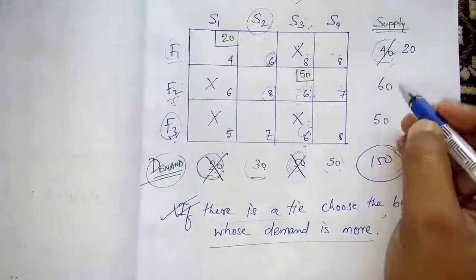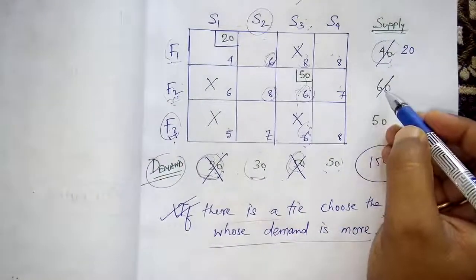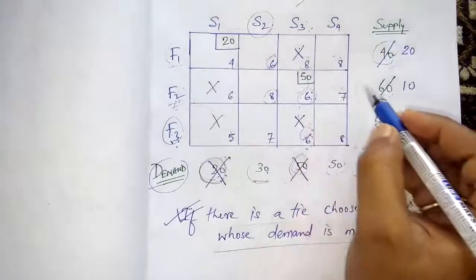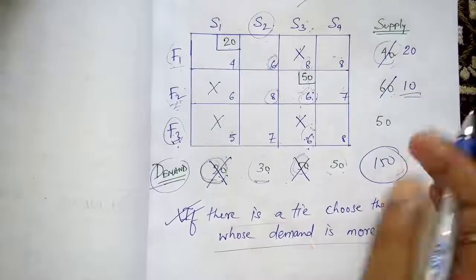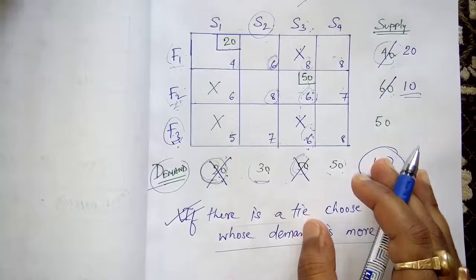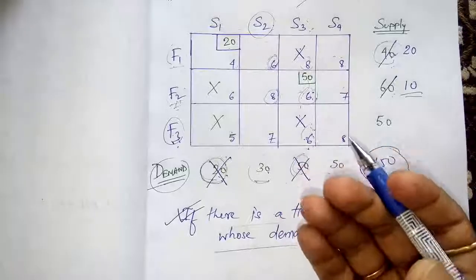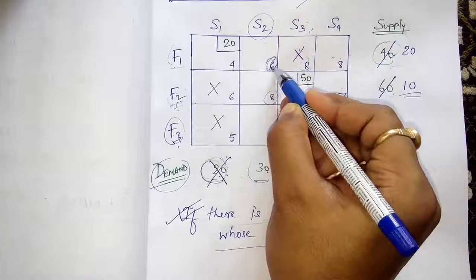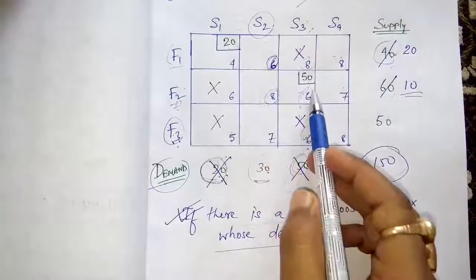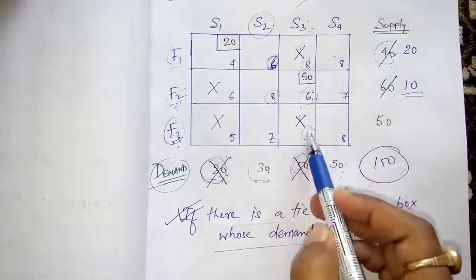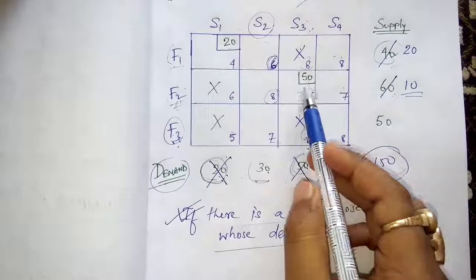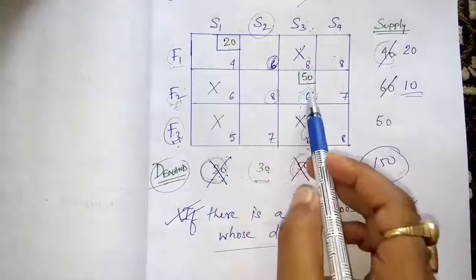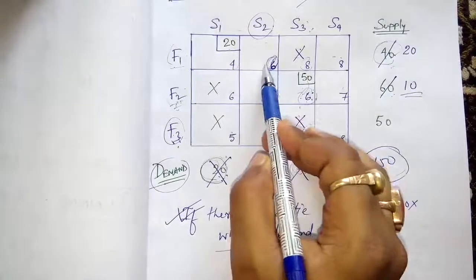Okay, and how many goods are left with factory 2? 10 goods. Initially it has 60, it has supplied 50, so how many are left? 10. Now the least cost method tells you to choose the next lowest box. Of course, now I will move to this 6. First there was a tie. I have chosen these two. I have chosen this 6, but I have decided that I will choose this 6 arbitrarily. Now after doing this operation, I will go to this 6.